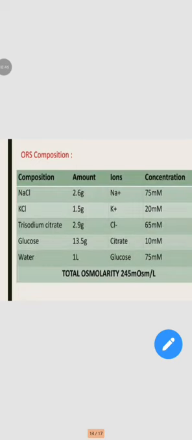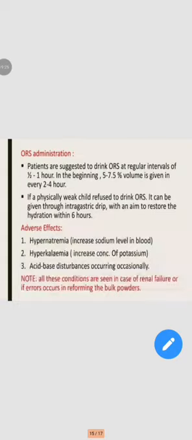Then ORS composition: sodium chloride, potassium chloride, trisodium citrate, glucose and water. Sodium chloride 2.6 grams, Na+ ion concentration 75 mM. Then potassium chloride 1.5 gram, K+ ion 20 mM. Then trisodium citrate 2.5 gram, Cl- ion 65 mM. Then glucose 13.5 gram, citrate 10 mM. Then water 1 liter, glucose 75 mM. So total osmolarity 245 mOsm per liter.